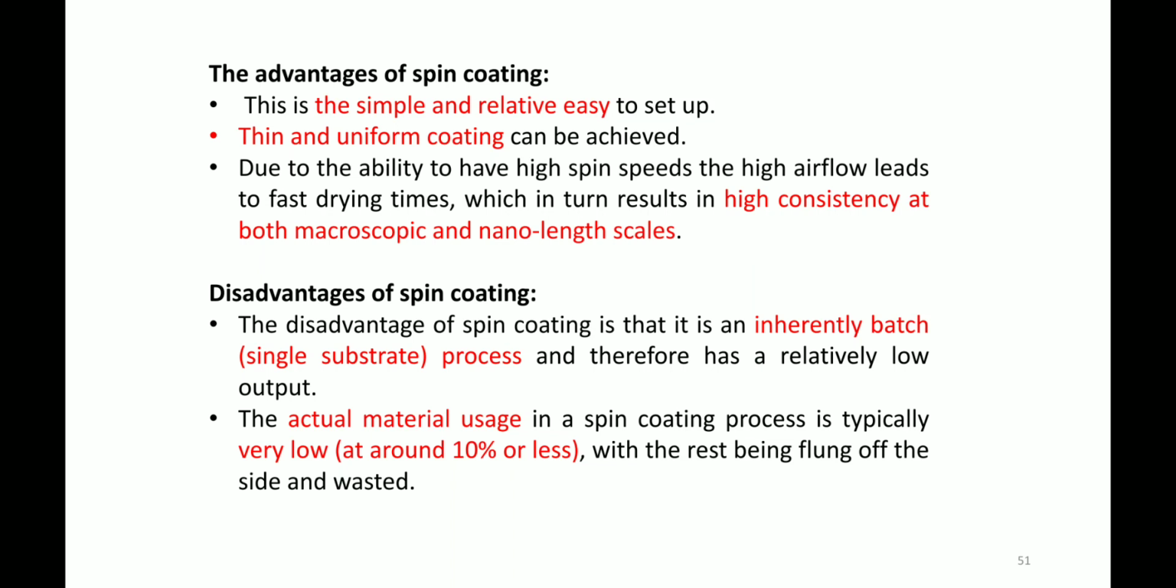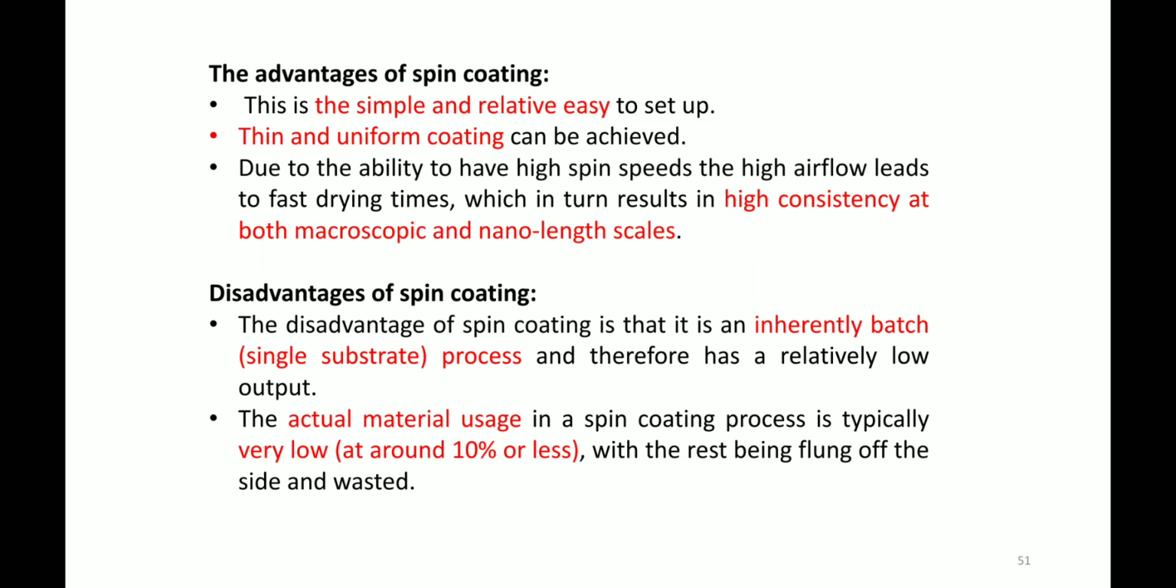So the quality of the coating is high. You get a thin coating, at the same time you get a uniform coating. But as I said, you have to take care of all the parameters which we have discussed in our last slides. Due to the ability to have high spin speed, the high airflow leads to fast drying times, which in turn result in high consistency at both macroscopic and nanolength scales. Okay? So these are the advantages of this spin coating technique.